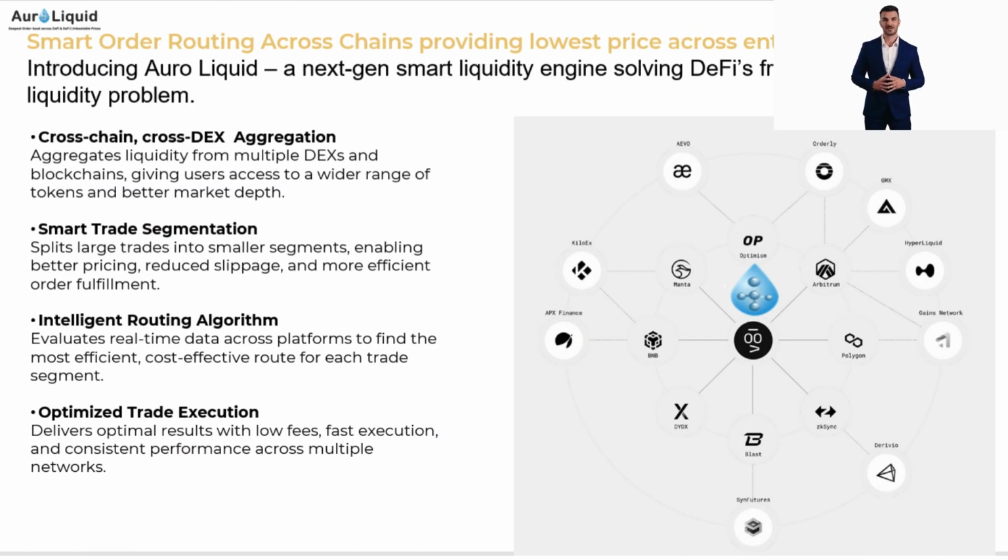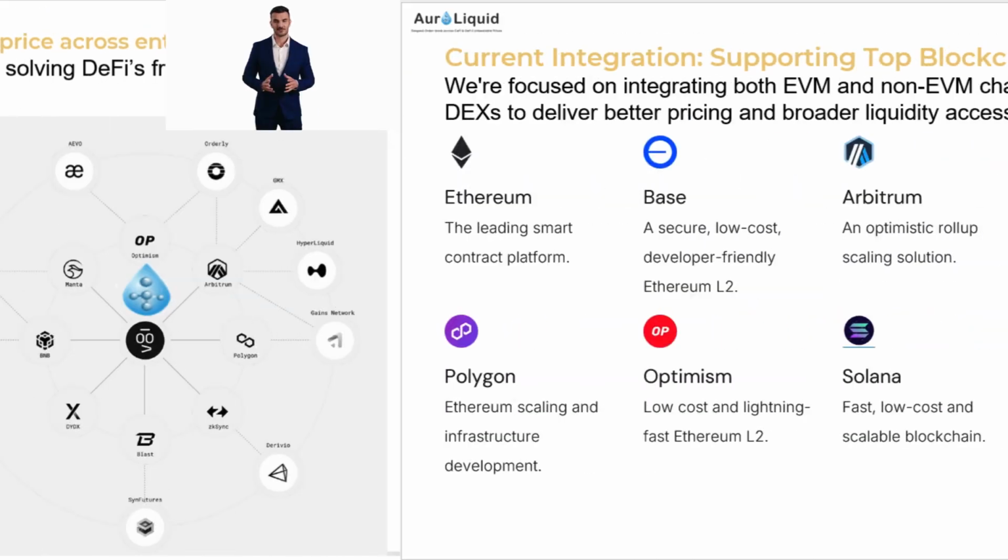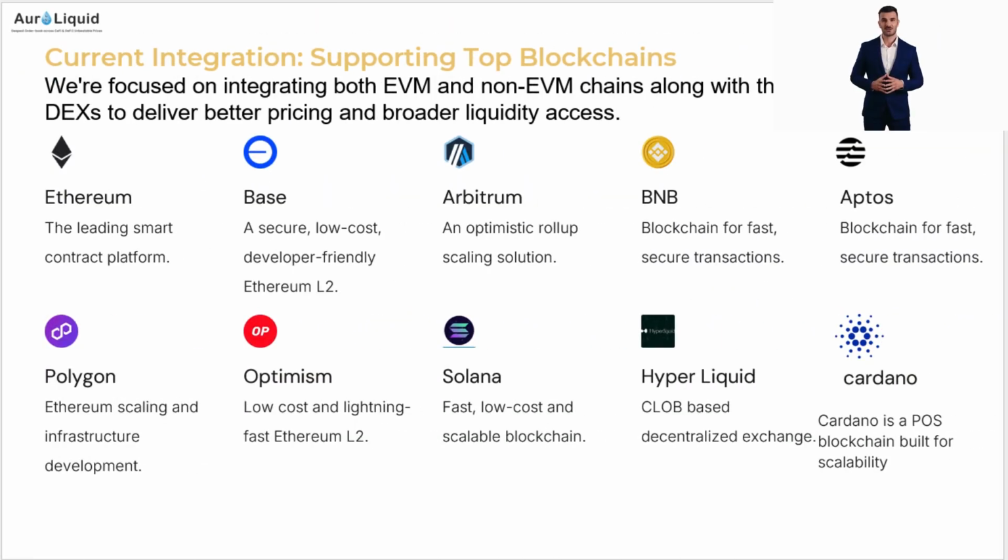Introducing Auro Liquid, a next-gen smart liquidity engine solving decentralized finance's fragmented liquidity problem. It's more than an aggregator. Auro Liquid is solver-aware, execution-optimized, and gas-intelligent. Auro Liquid aggregates liquidity across 10-plus blockchains and 150-plus decentralized exchanges, using real-time analytics and dynamic routing to execute trades at the best prices, with minimal slippage and gas costs.